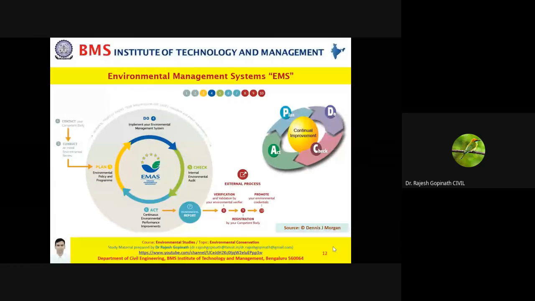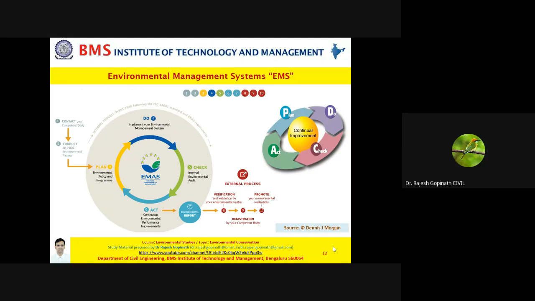Now, what we saw was with respect to an industry which is yet to come into implementation. Now, what if an industry is already existing? How can we go about managing it better? So friends, that is where EMS comes in, Environmental Management System, which works on the principle of planning, doing, checking, and acting. In simple words, continual improvement.